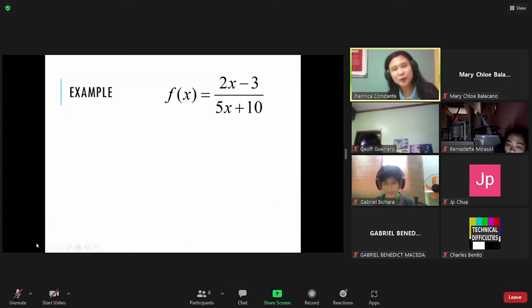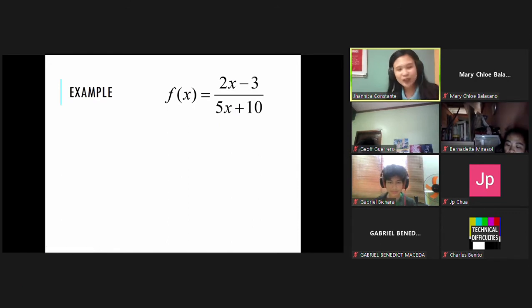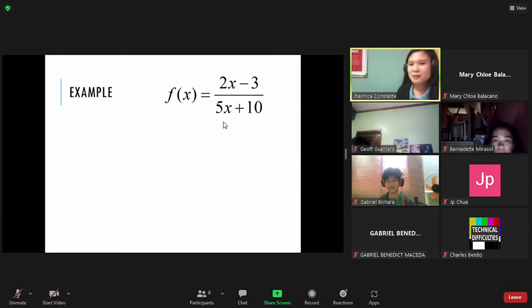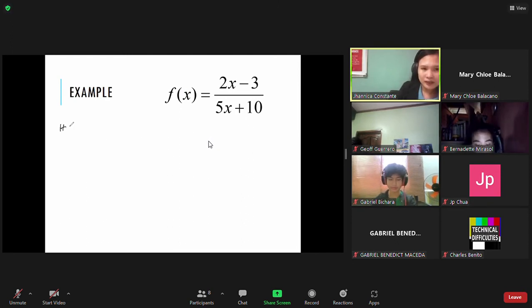For example, we have this rational function f of x is equal to 2x minus 3 over 5x plus 10. So we need to find our horizontal and our vertical asymptote. So let's start with your horizontal.